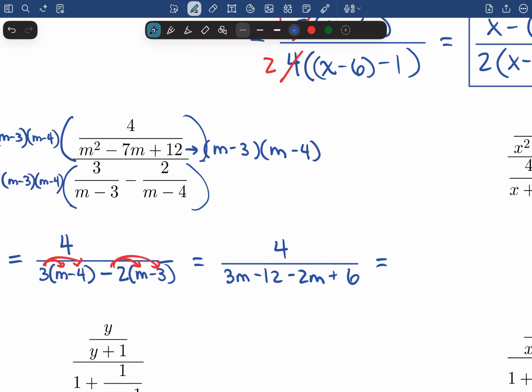And lastly, let's combine like terms. Well, 3m minus 2m is just 1m, and negative 12 plus 6 is negative 6. And then I've got that 4 on top, and I'm done. This is the final result.